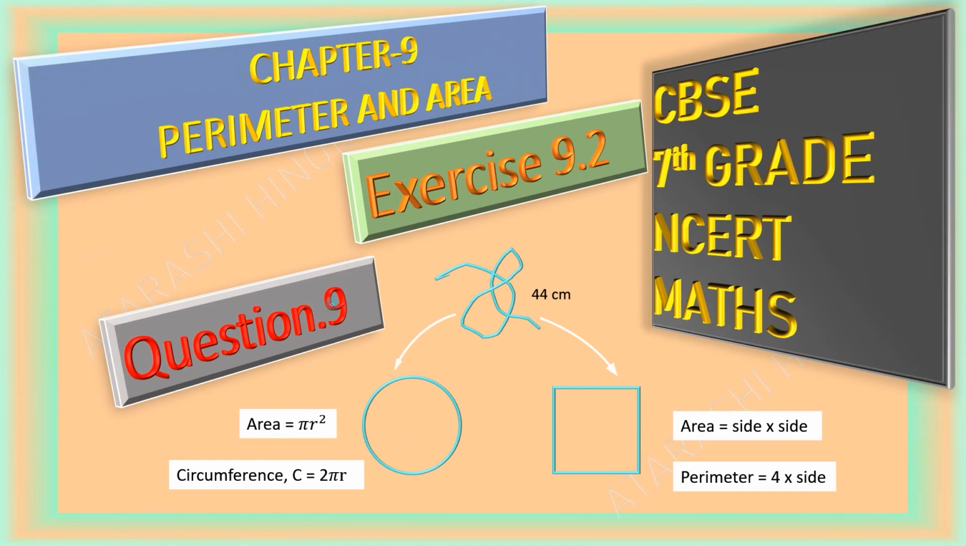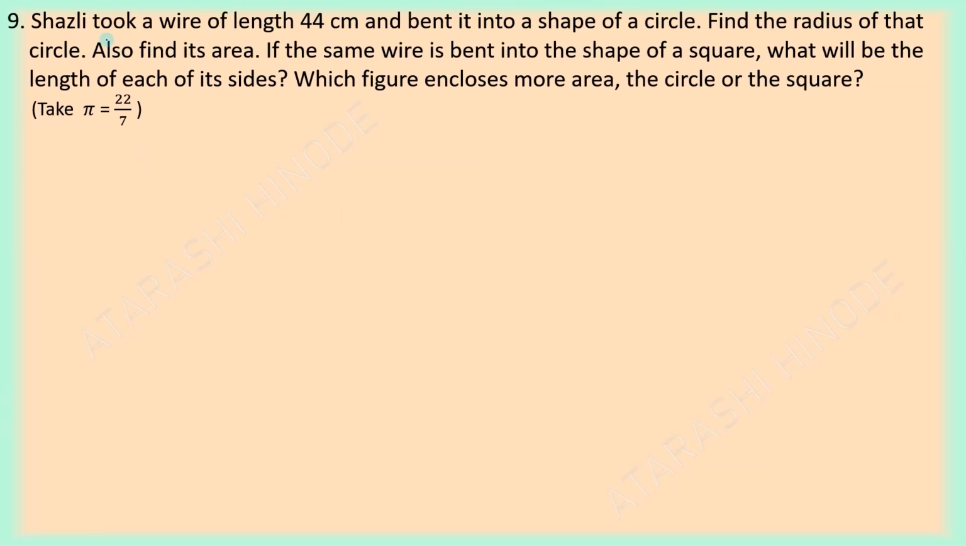Today we are going to do the ninth question of exercise 9.2, 7th grade CBSE NCERT Maths. The question is: Shazli took a wire of length 44 cm and bent it into the shape of a circle. Find the radius of that circle, also find its area. If the same wire is bent into the shape of a square, what will be the length of each of its sides? Which figure encloses more area, the circle or the square?